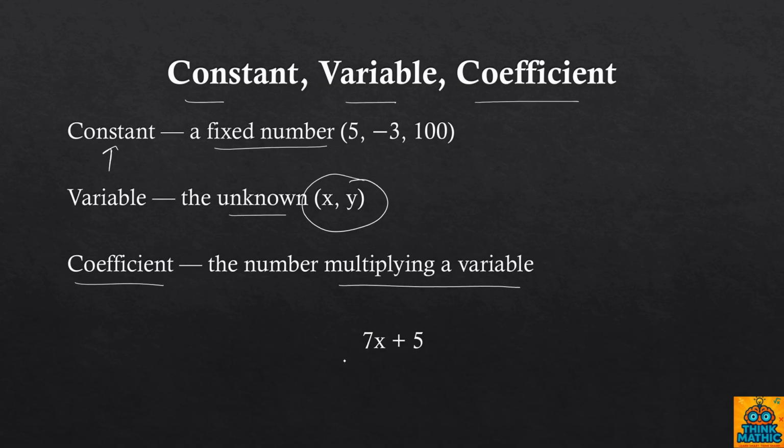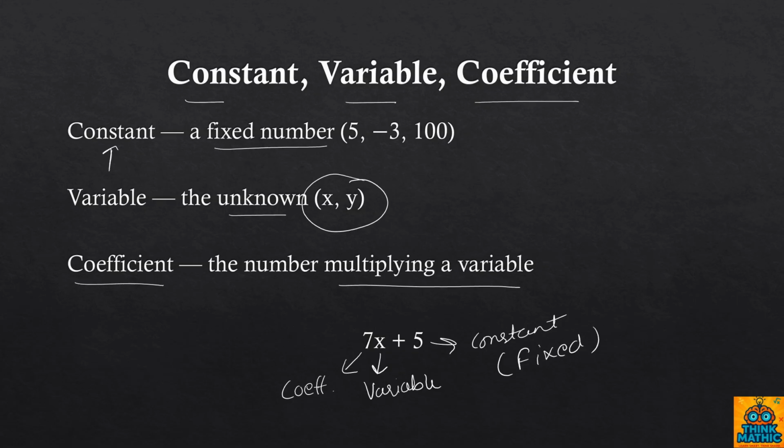For example, in this expression, 7 is a coefficient, x is a variable, and 5 is a constant. Just remember, the constant remains fixed. The value never changes. But the variable is not constant, as the variable can be 1, 2, 3, and 4. And the coefficient is basically dependent on the variable, since both of them are multiplied to each other.